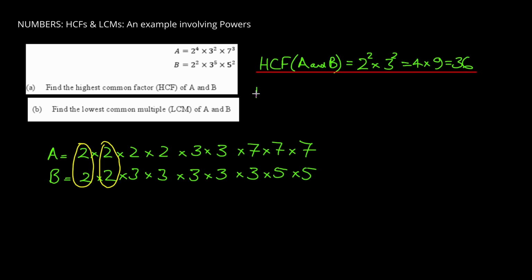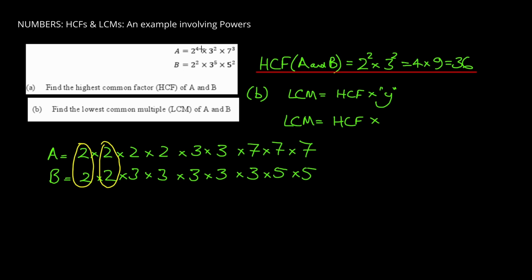So let's have a look at part B. The LCM is equal to the HCF multiplied by the other factors. So let's call them Y. We need to work out what remains from the other factors that we've not made common in the HCF. So I've got the LCM is equal to the HCF, which we know is 36, multiplied by, well, let's have a look at the 2's.